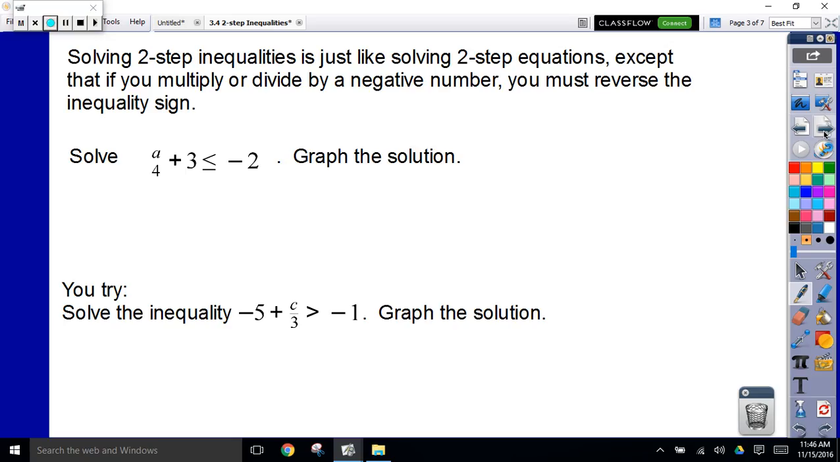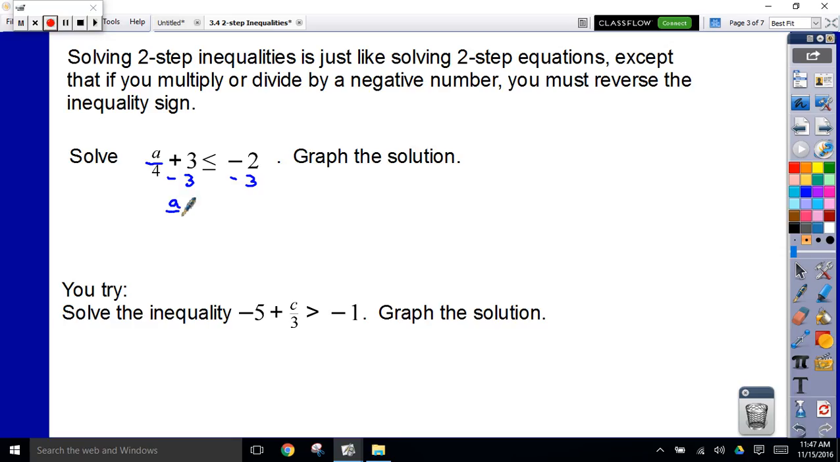Okay, so starting with this first example, a over 4 plus 3 is less than or equal to negative 2. I need to get the variable by itself, so I need to get rid of two things. I have to get rid of this 4, and I have to get rid of the 3. Order of operations would tell me I'm going to divide and then add. So when I undo operations, I do the reverse. So I'm going to start by subtracting 3 from both sides.